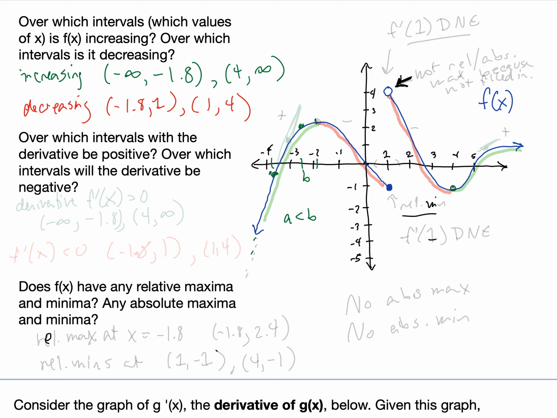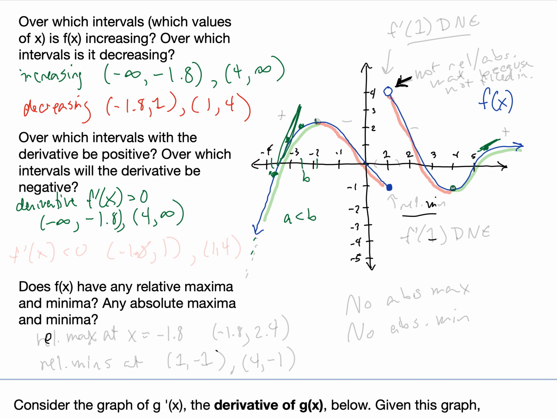All right, over which intervals will the derivative be positive? Over which intervals will the derivative be negative? Well, as we saw before, when the function is increasing, its derivative will be positive because the slope is a positive value. So the slope of the tangent line to the curve at those points, which is the same thing as the derivative at those points, is positive. So we have f prime of x greater than 0 over those same intervals, from negative infinity up to negative 1.8 and from 4 up to infinity.